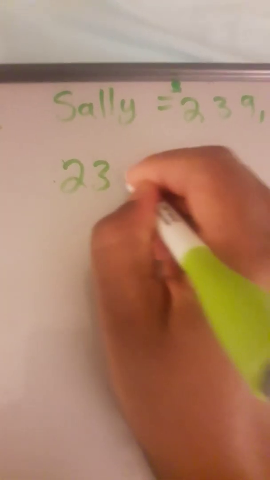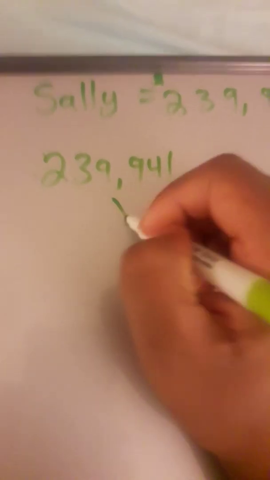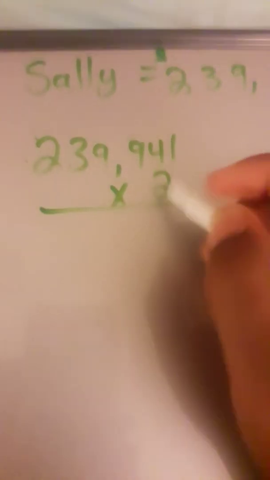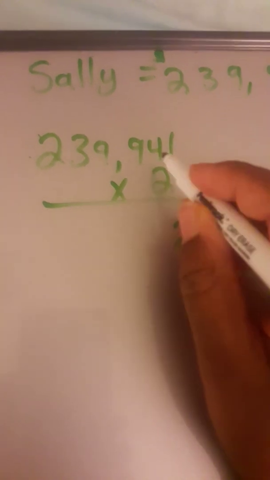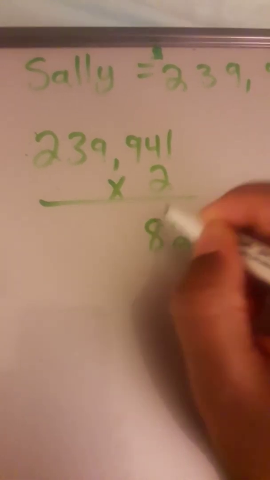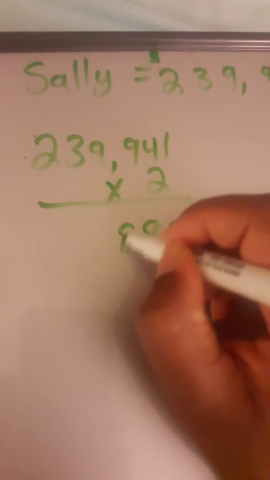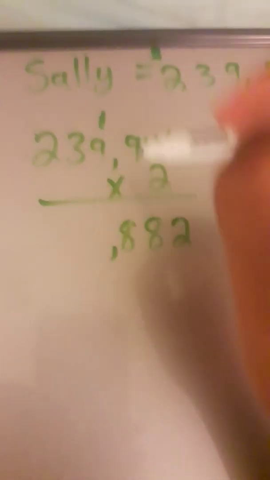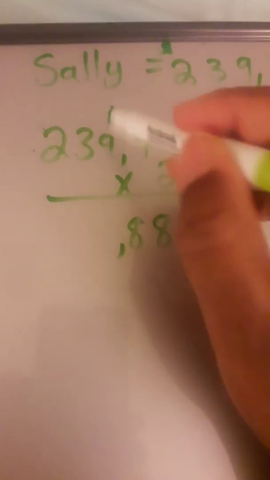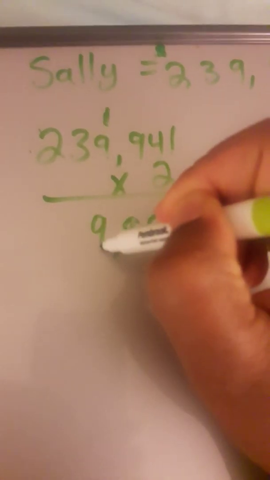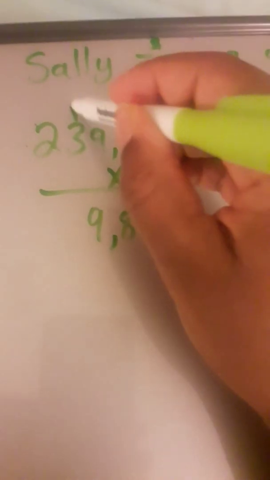So we have 239,941 and we multiply it by 2 in order to see how much in total her investors have. So 2 times 1 is 2. 2 times 4 is 8. 2 times 9 is 18. We write the 8 and carry the 1. 2 times 9 is 18, add that 1 and it brings us to 19. We write the 9 and we carry the 1.